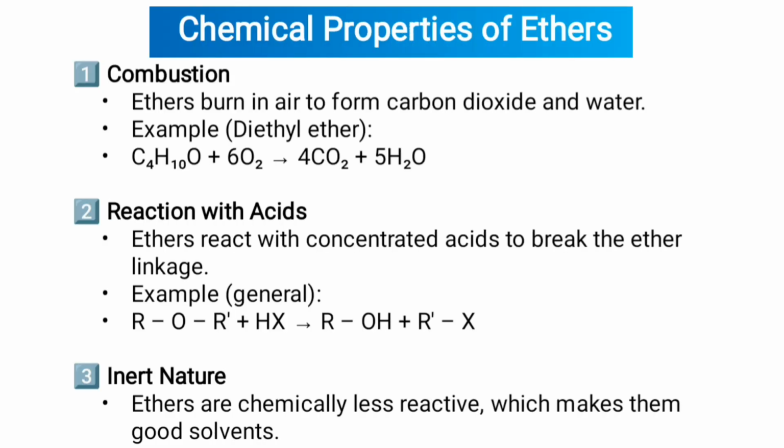Chemical properties of ethers. First one, combustion: ethers burn in air to form carbon dioxide and water. Example: diethyl ether, C4H10O + 6O2 gives 4CO2 + 5H2O. Second one, reaction with acid: ethers react with concentrated acid to break the ether linkage. Example: R–O–R' + HX gives R–OH + R'X. Third one, inert nature: ethers are chemically less reactive, which makes them good solvents.